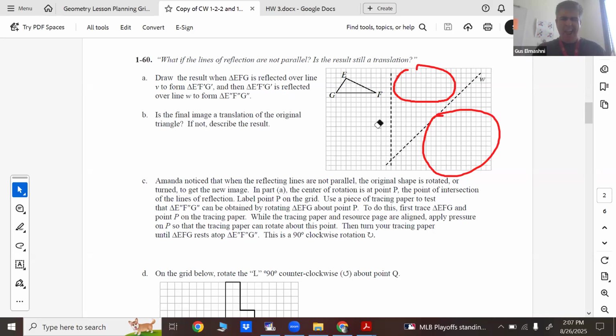So hopefully the first one kind of looks like this. F is what, 3 away? How long is GF again? 8. Kind of like that, I'm guessing. And E, same thing, up 3, left 2. So we have that. F prime right here, E prime right there, and G prime.